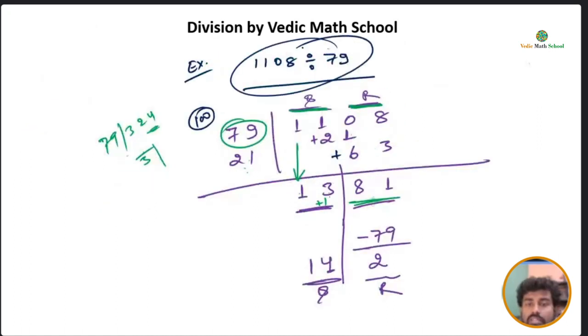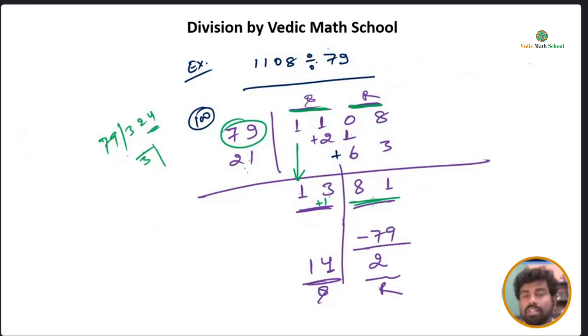समझ में आया? Now look at this example. 1108 divided by 79. So again, what is the base? 100. Our difference from 100 is 20. So this is clear. This is clear to everyone. Yes. Now, because this is a 2-digit number, what am I going to take? I'm going to make the 2-digit pair. ठीक है? Now, the last value is for the remainder.